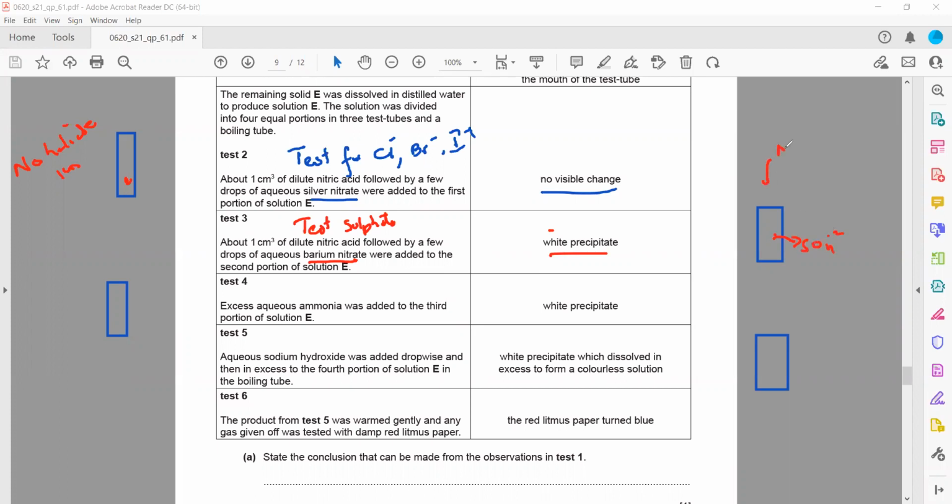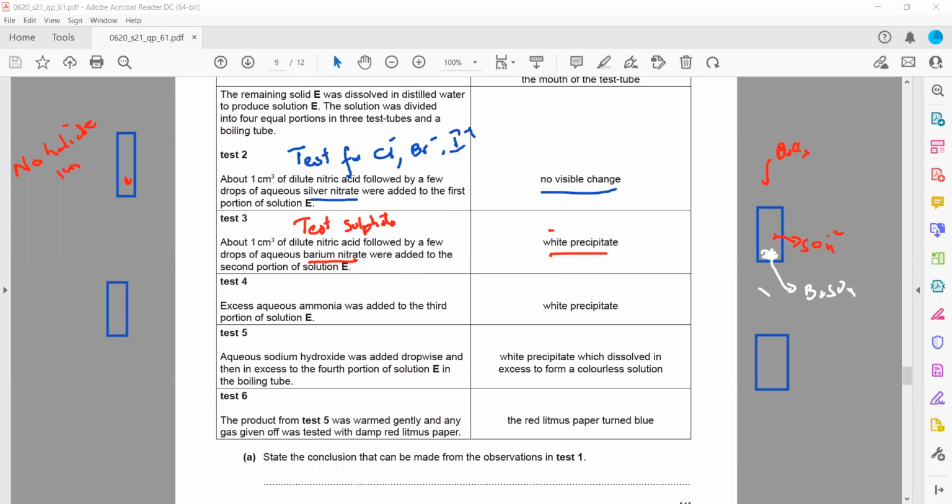Then excess of aqueous ammonia is added to a third portion. When we add excess of aqueous ammonia, we observe a white precipitate. So you have to learn the tests for the ions. When we add aqueous ammonia and there is a white PPT in excess of aqueous ammonia, this gives an idea that there is an aluminum ion. This white PPT confirms that aluminum sulfate is formed, because in excess of aqueous ammonia, the aluminum precipitate does not dissolve. If it was zinc or lead, it would dissolve.